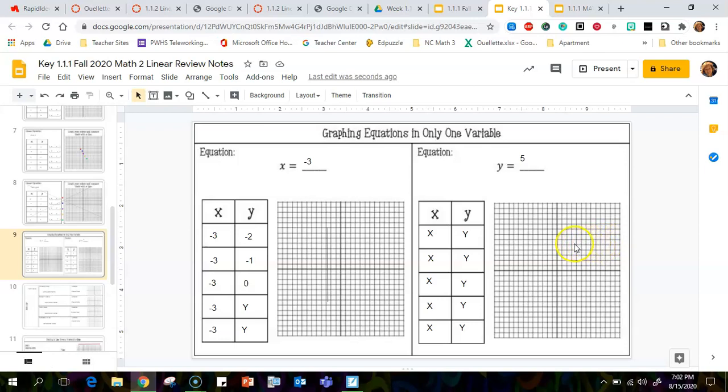So if you see y equals and then just a number, not 3x plus 5 or whatever, but just y equals 5, that is a horizontal line. I went from the y-axis up 5, and then I just drew a horizontal line. So if it's x equals a number, it's going to be a vertical line. If it's y equals a number, it's going to be a horizontal line.